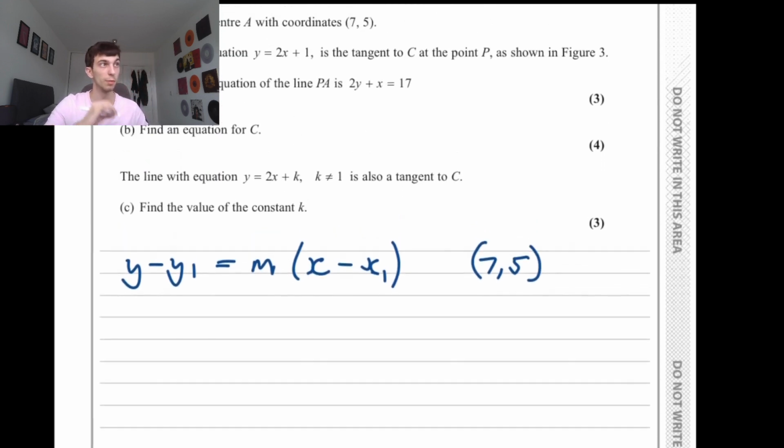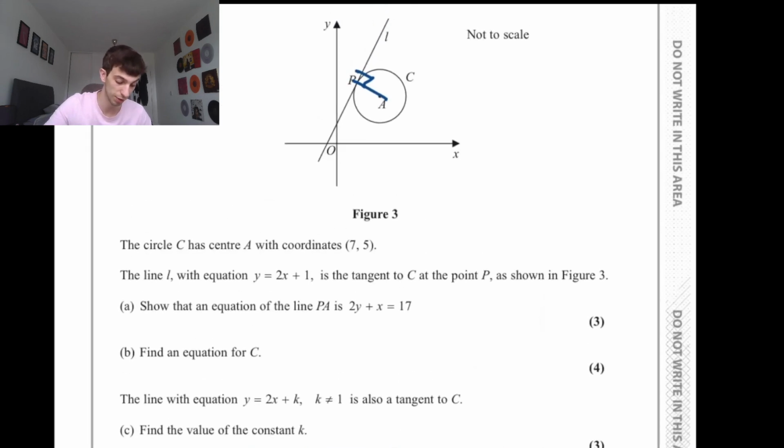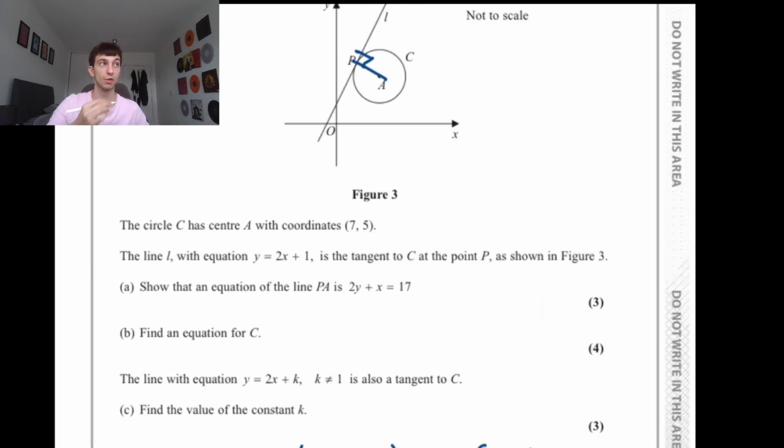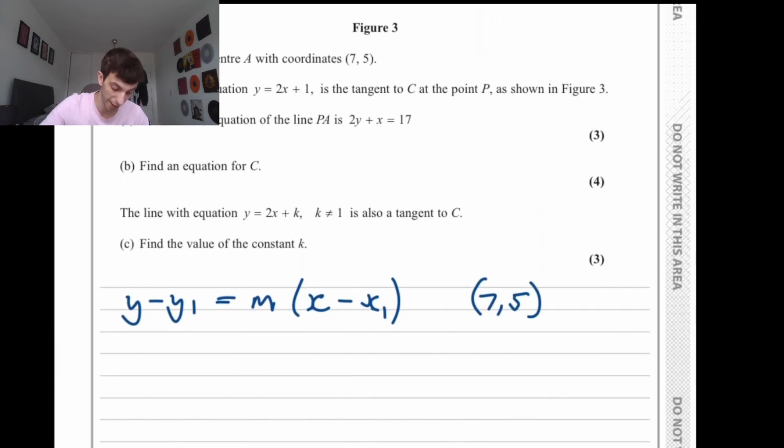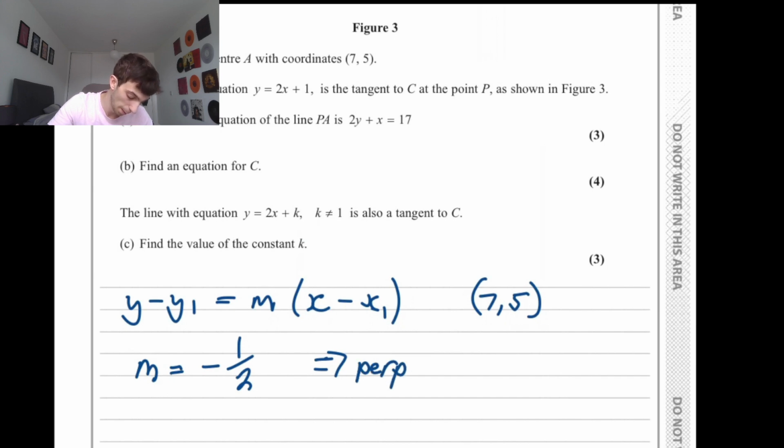We can also find the gradient. Because we know the radius is perpendicular to the tangent, its gradient will be the negative reciprocal of the gradient of the tangent. So we know the tangent is y equals 2x plus 1. Therefore, our gradient will be the negative reciprocal. So it's going to be minus a half, because once again it is perpendicular.